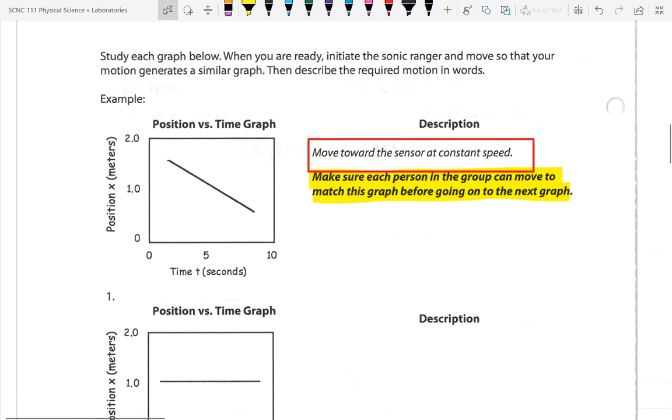So here's an example of the first graph. The position starts at a distance of 1.5 meters away. It ends at a distance of 0.5 meters away. So if you describe that motion, starting at 1.5 meters away and getting to 0.5 meters away, is it moving toward or away from the sensor? Toward. So you would say move toward the sensor. Now the second part is at constant speed. How would you determine that?